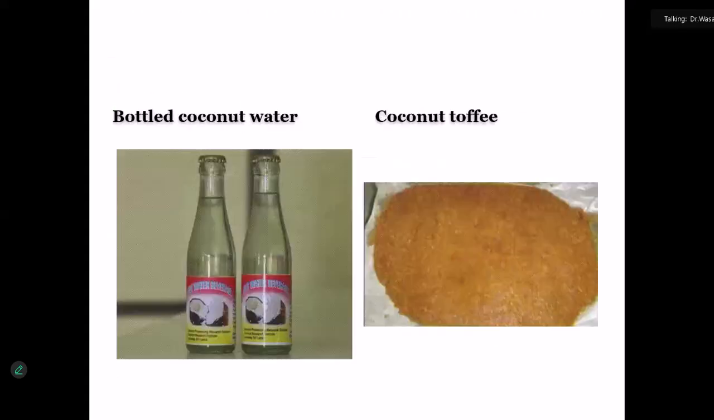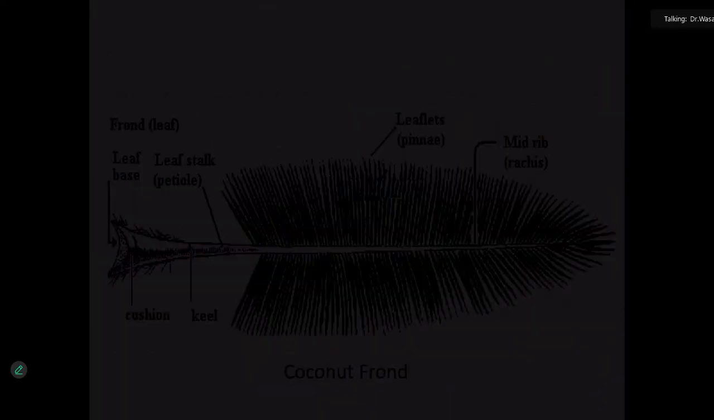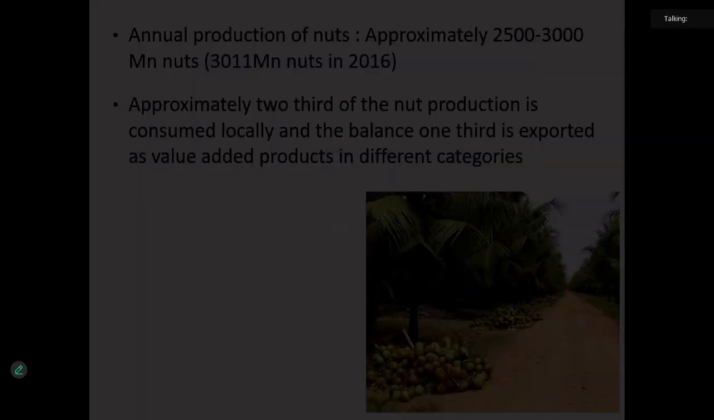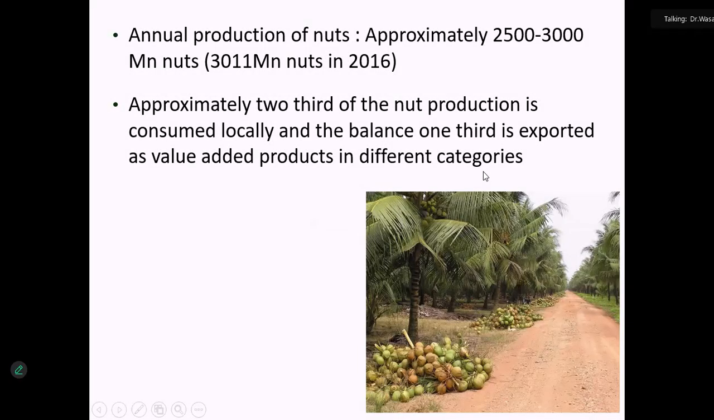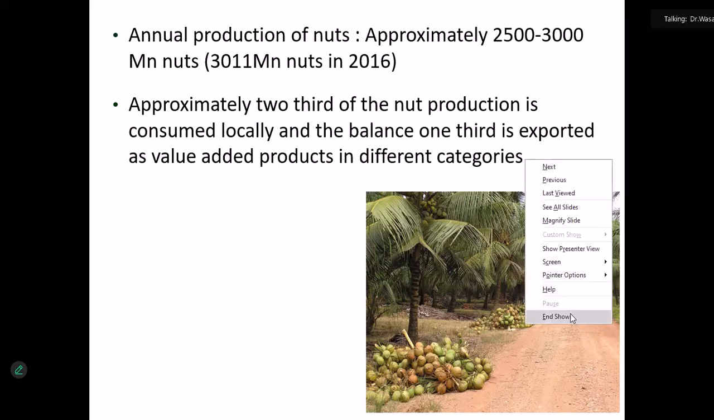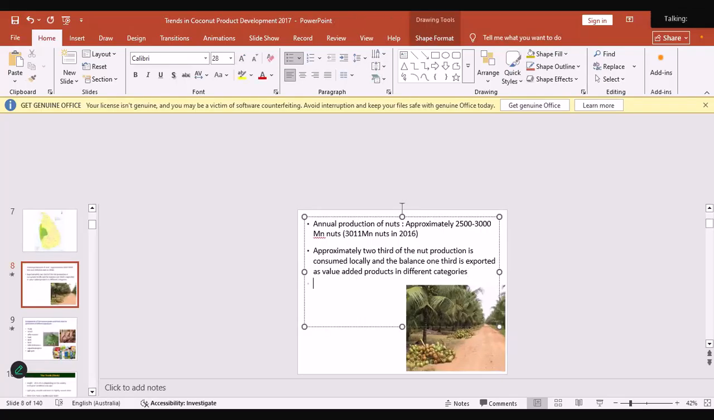Now I have to say one thing. Please see, I will add something: the reason why only 1/3 of nut production is exported. I will put one sentence; you can note it down. Take it down. You can see the reason. Per capita coconut consumption.